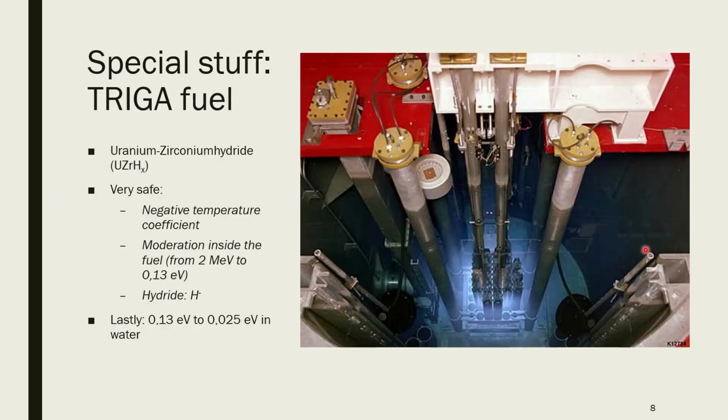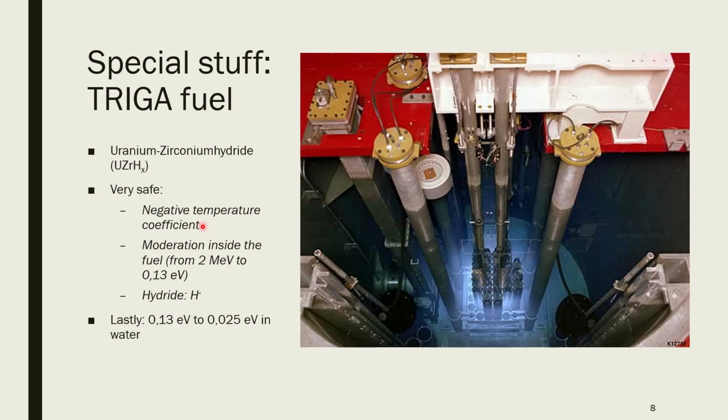Lastly, I wanted to talk a bit about the special TRIGA fuel, because it's a uranium zirconium hydride, and it's very safe, meaning that it's the perfect fuel for research reactors. For example, the TRIGA, where R stands for research, it's pretty much impossible to make this stuff explode because it has a negative temperature coefficient, which is quite nice. If it gets hot, it becomes less efficient at doing fission, so the hotter it gets, the less fission occurs.